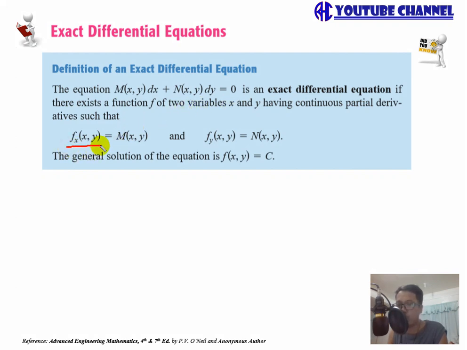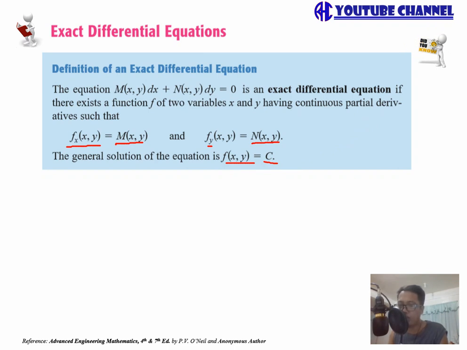The partial derivative of f of x and y with respect to x is equal to the function M of x and y, and the partial derivative of f of x and y with respect to y is equal to the function N of x and y. So the general solution of the equation is f of x and y equals a constant. So, we equate it to a constant.